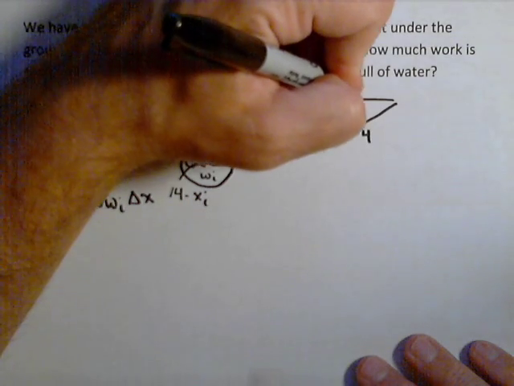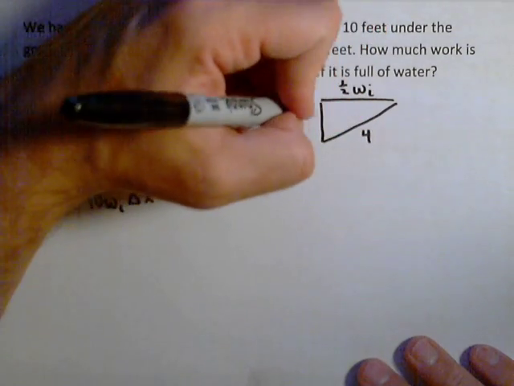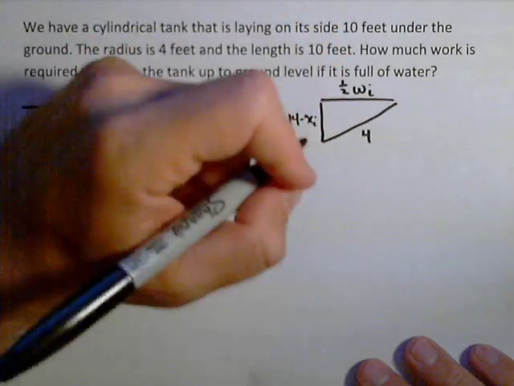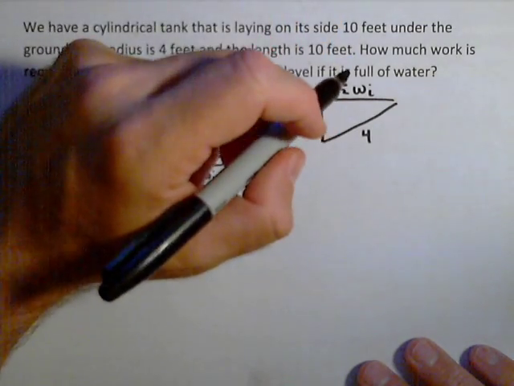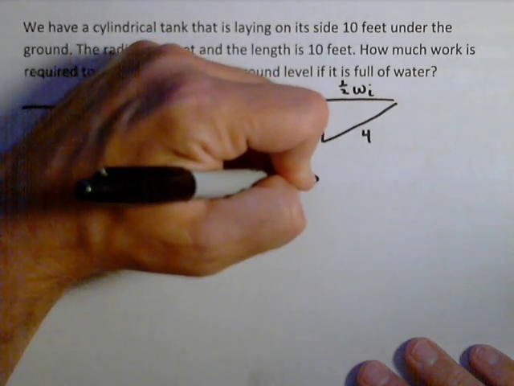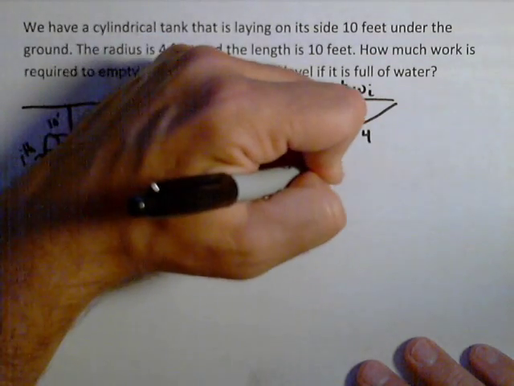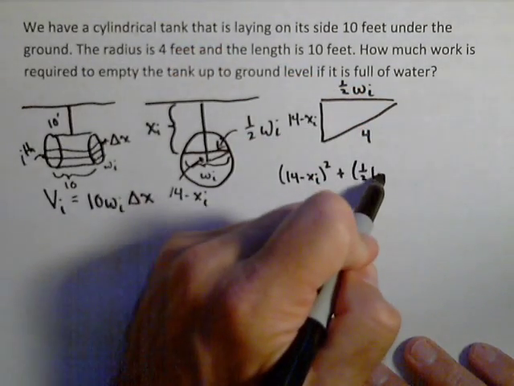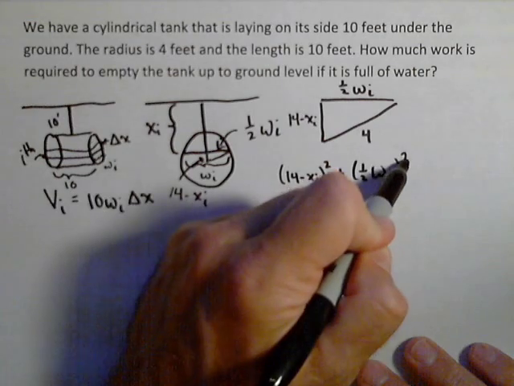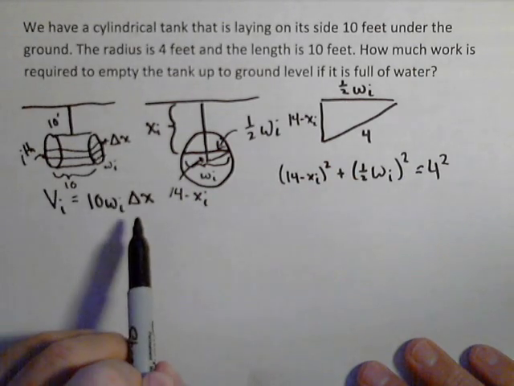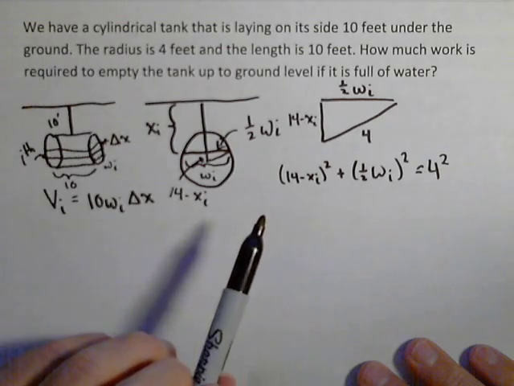I know this side is 1/2 W sub I. And I know this side is 14 minus x sub I. So I've got the Pythagorean Theorem here. So I have (14 minus x sub I) squared plus (1/2 W sub I) squared equals 4 squared. And now what I wanted to do was sub out W and sub in x sub I.